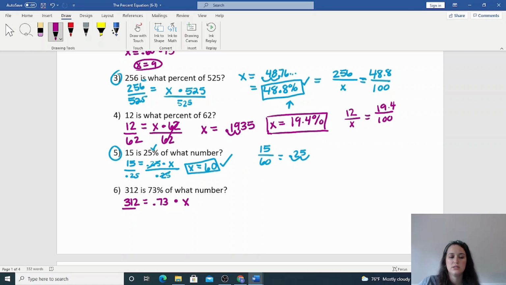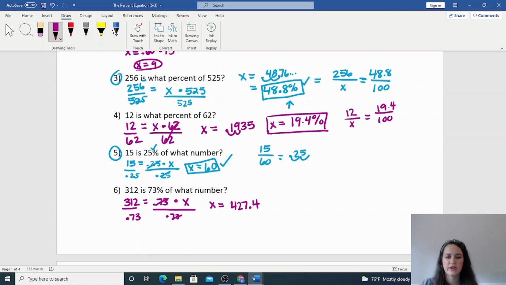All right, number 6 here, 312 is 0.73, because there's my percentage, of times what number, x. Dividing everything by that 0.73, because it's beside the x, side by side, divide. I repeat myself a lot, but that's because I really want you to get it. All right, 312 divided by 0.73 is going to be 427.4 when it's rounded.